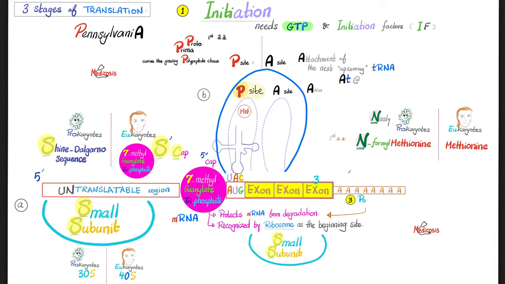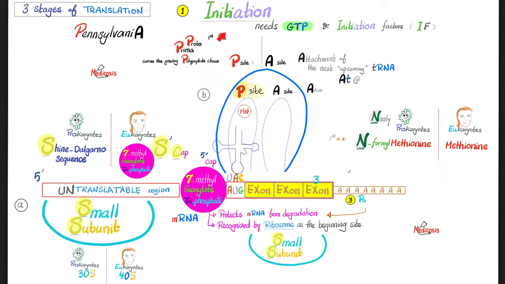How about attachment of the second or the subsequent tRNA with the subsequent amino acid? It's going to go to the A site. And when you have two of them next to each other, here's the first amino acid, here's the second amino acid, link them together via peptide bond. So the first tRNA will go to the P site. Any subsequent tRNA will go to the A site.